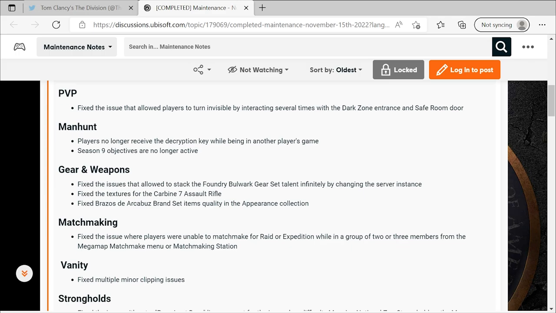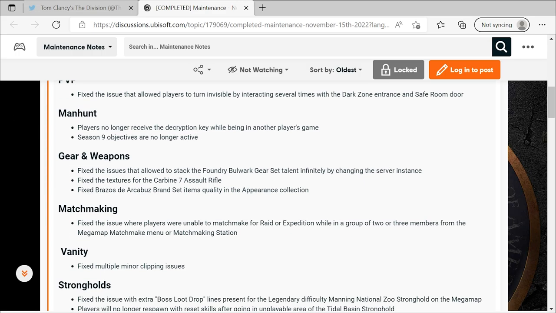All right, moving back up here, there were two for the manhunt: players will no longer receive decryption keys, and the Season 9 objectives are no longer active. I think there were some issues where people were still getting told to talk to Kelso about Season 9 stuff when we're now obviously on to Season 10. So glad that's been sorted out.